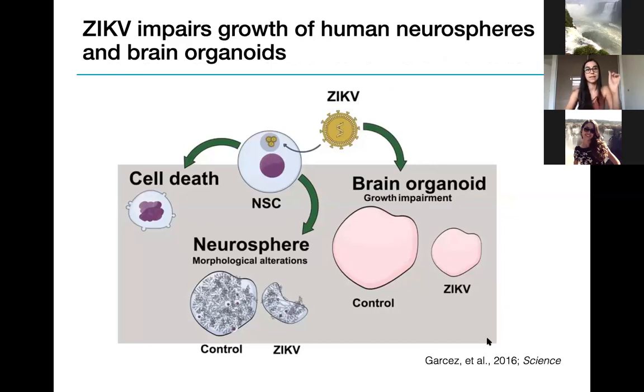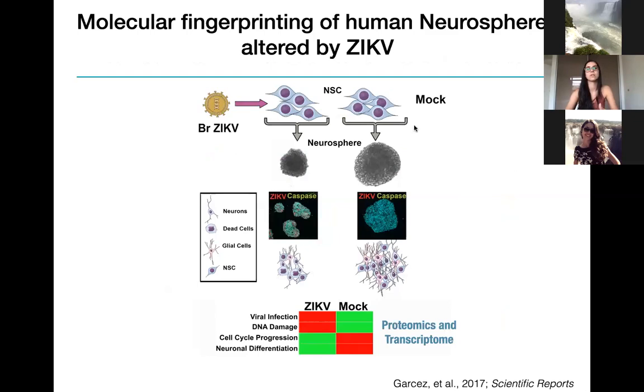So the effect of Zika virus is infecting the neural stem cells, causing cell death, arresting the cell cycle, and altering, impairing the neurosphere morphology, and also the growth of these brain organoids. We also saw that there was an upregulation of viral infection targets in the Zika infected neurospheres, and DNA damage, and we have a downregulation of cell cycle progression and neuronal differentiation targets.